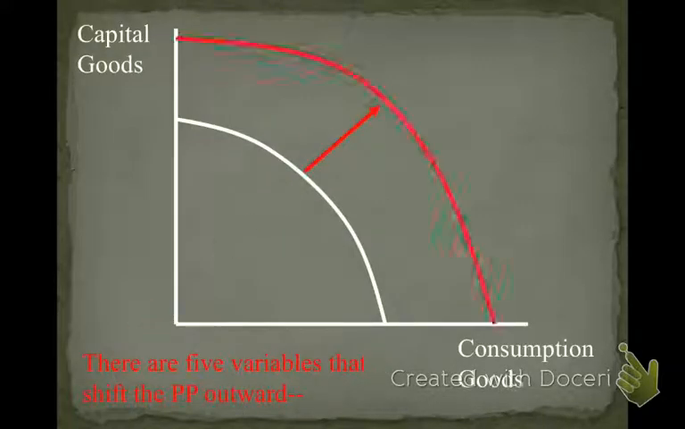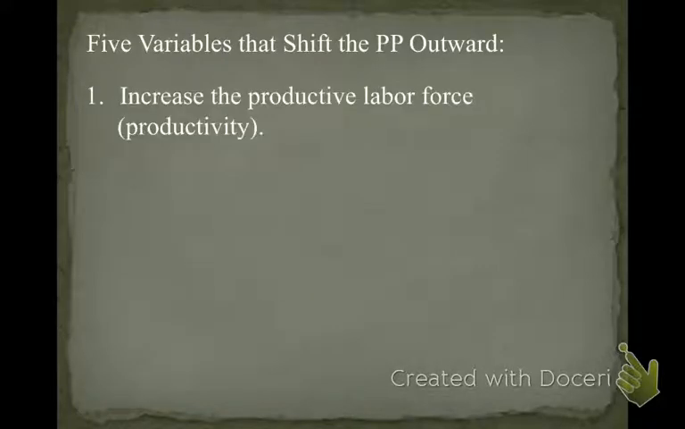All right. So there are 5 things. The first one is increasing your productive labor force. Keyword, productive labor force. That may take a while. What's one way you can increase your productive labor force? There's more than one, but what's one way to do that?